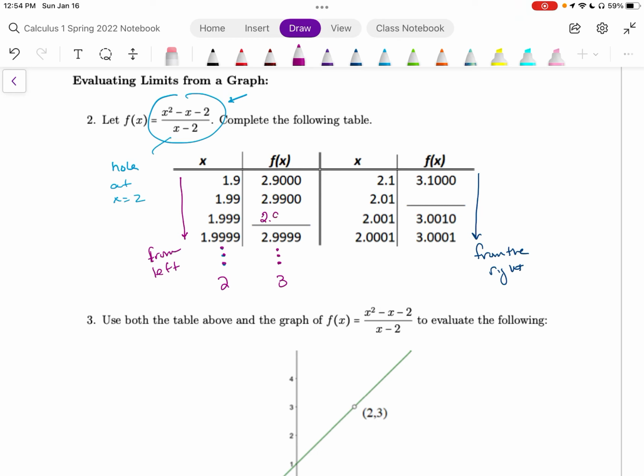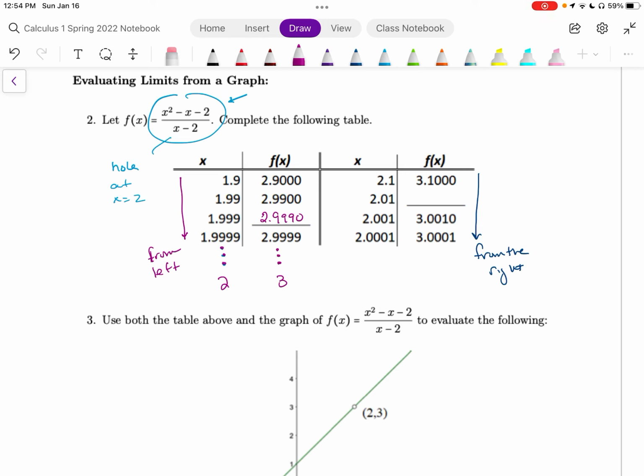Hopefully you guessed it, 2.999, 2.9990. Okay, and then the next one is 2.9999. And so on until you get really, really close to, infinitely close to 3. But you're not actually going to get to 3 because 3 is not included.